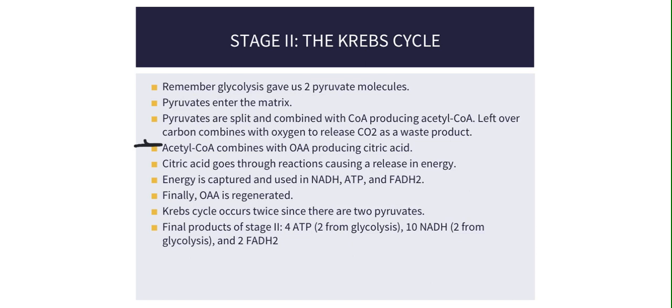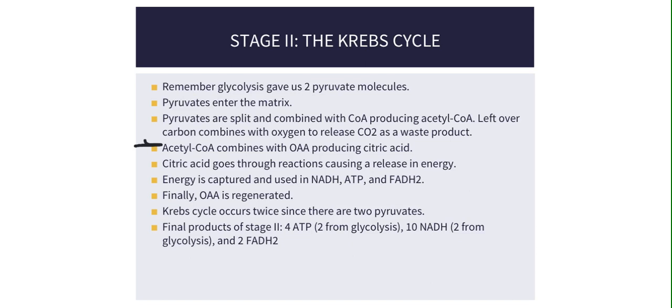So again, this is a cycle. It repeats itself. This molecule is needed for the next turn through the cycle. There are two turns that are involved in here because remember, glycolysis produced 2 pyruvic acids. So 1 pyruvate goes through this, the second pyruvate goes through this.